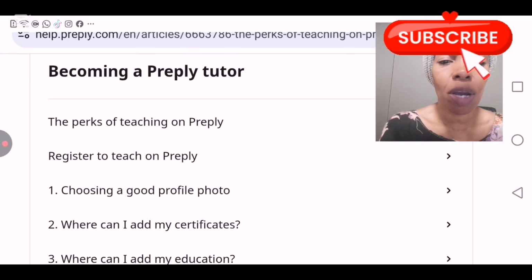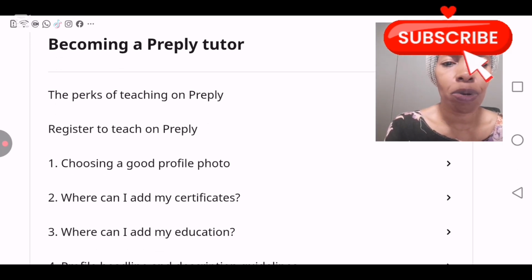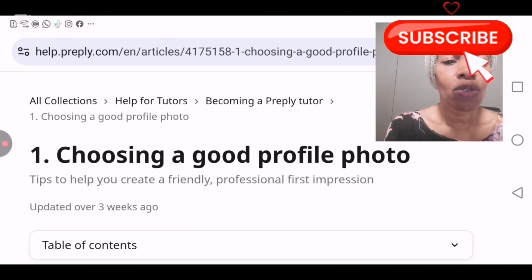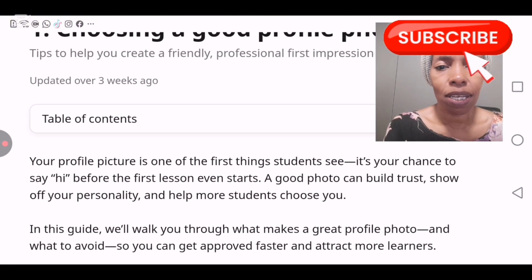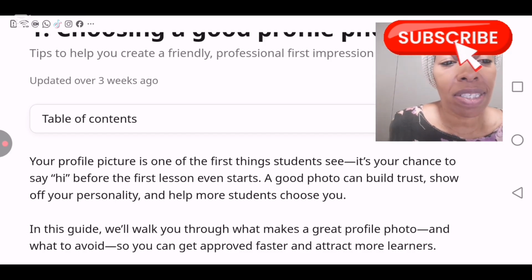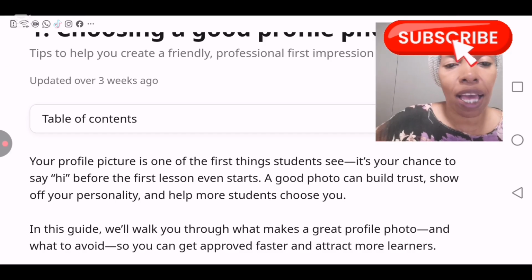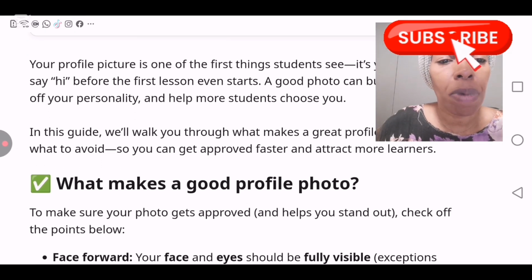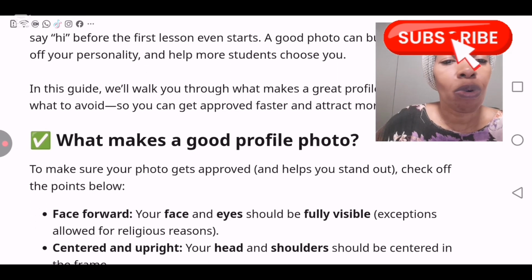All right, so we're going to talk about registering to teach on Preply. Choosing a good profile photo is a must. Your profile picture is one of the first things students see. It's your chance to say hi before the first lesson even starts. A good photo can build trust, show off your personality, and help most students choose you. In this guide, we'll talk about what makes a good profile photo.